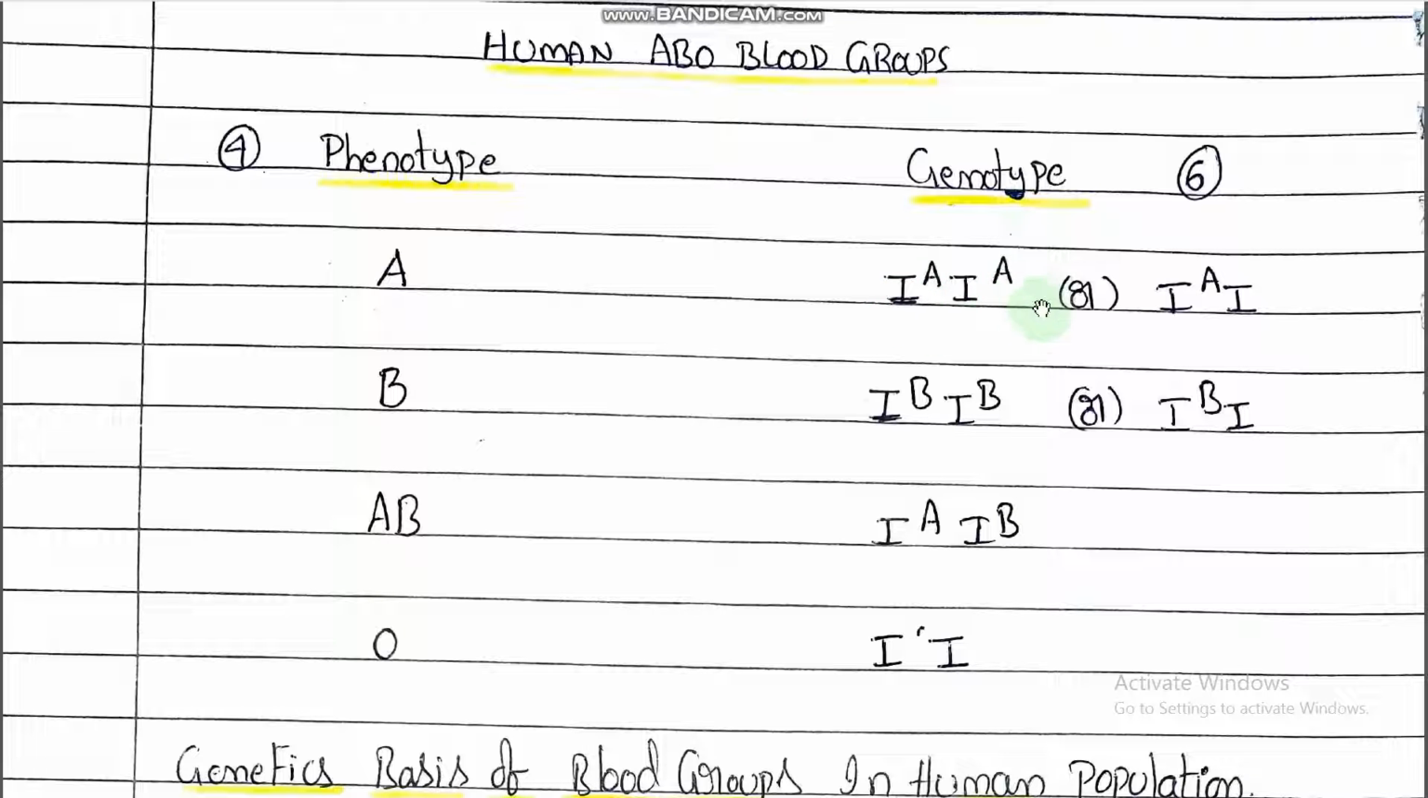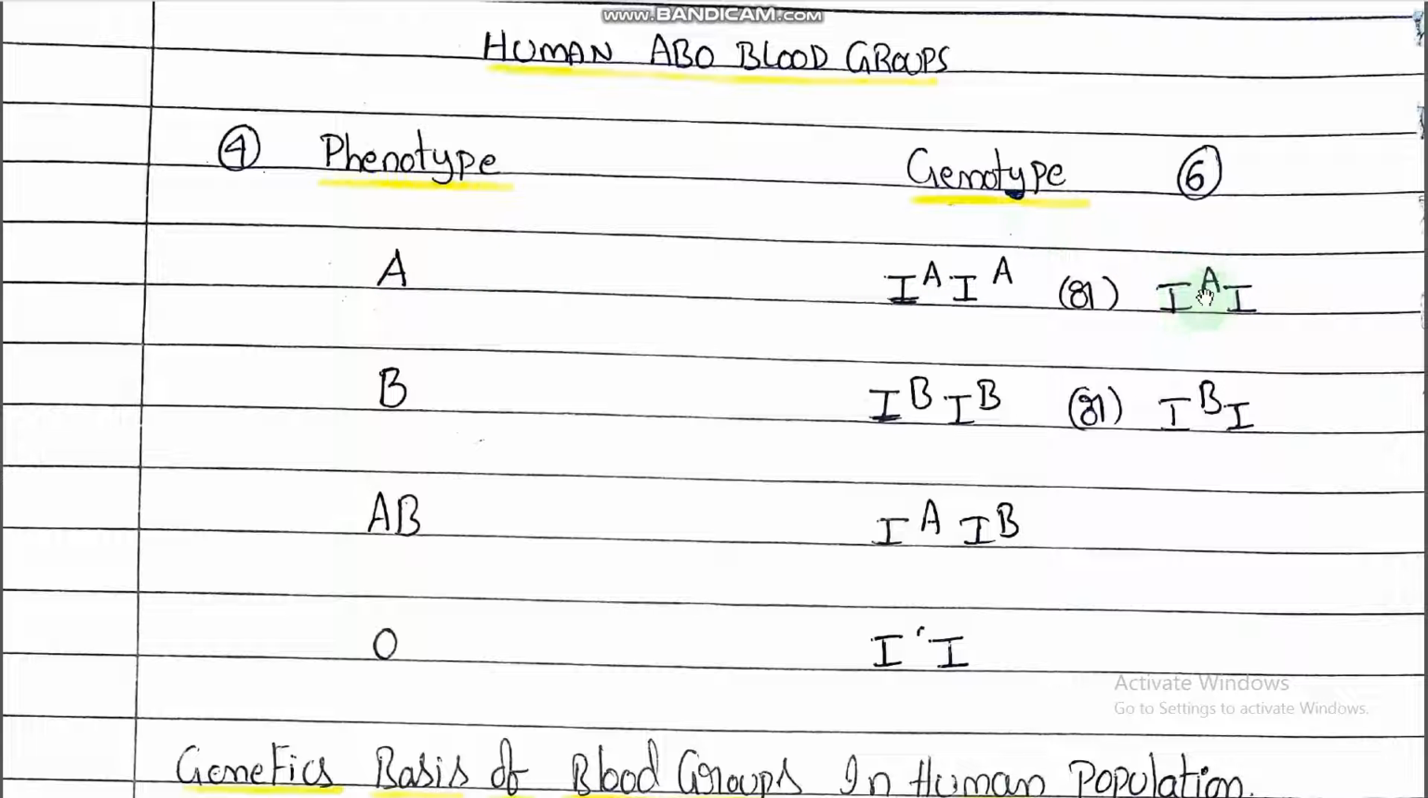If IA and IA are present, that is A blood group, and if IA and i are present, that is also A blood group. Here you can write a small i, because small i is one of the alleles. So A blood group persons have how many types of genotypes? Either this combination or this combination. In case both alleles are IA and IA, that is A blood group, or in case IA and i are present, that is also A blood group.